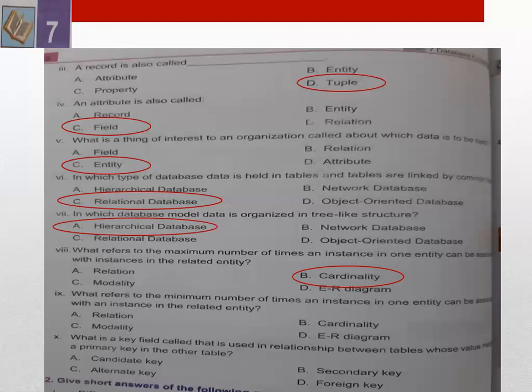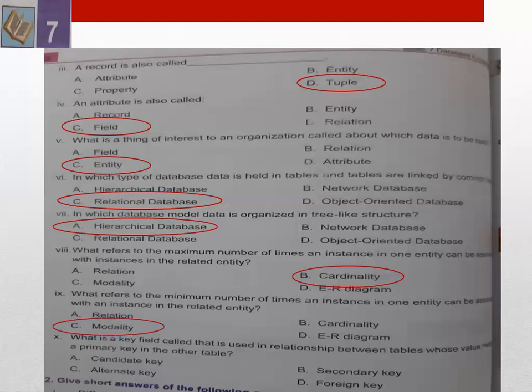The next question: what refers to the minimum number of times an instance in one entity can be associated with an instance in the related entity? This is the opposite of cardinality. That is modality. Modality refers to the minimum number of times an instance in one entity can be associated with an instance in the related entity. So this is modality.